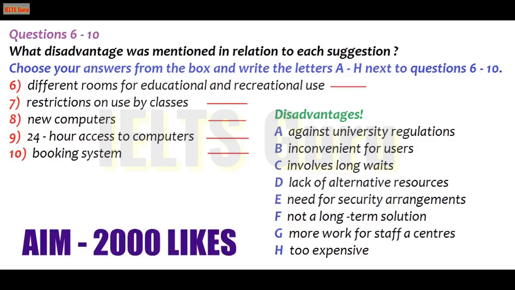So, what other suggestions did people come up with? Well, actually, the main reason why people can't get to a computer is because so many students are using them for personal emails or just surfing the web. So one solution would be to have some computer rooms for recreational use and some for people to do serious work in. The trouble is, quite often people do their work, then they want to check their emails.